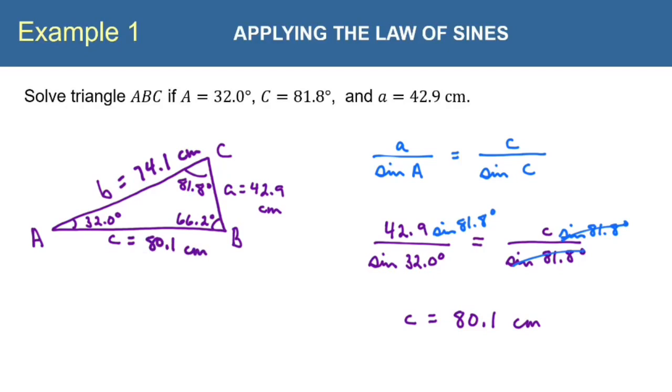Okay, so now we have a value for all 3 sides and we have a value for all 3 angles, so our solving is done. But at this point you always want to double check that there's not an error somewhere by just verifying that the smallest angle is opposite the smallest side and the largest angle is opposite the largest side. Because if either one of those things is not true, you do have a mistake somewhere.